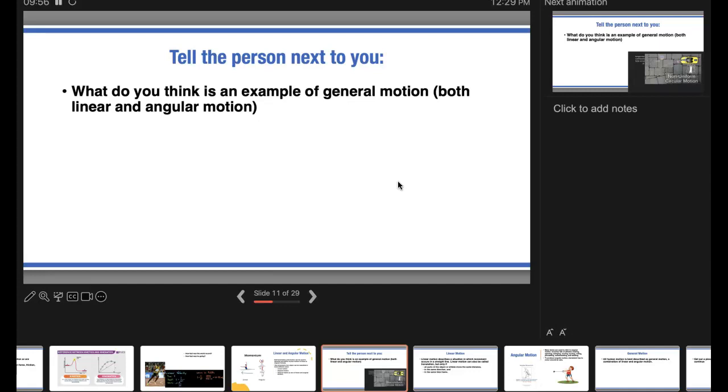If you're doing skateboarding or rollerblading, the X Games kind of stuff, that is both linear and angular. That would be a general motion because you're doing rotations and going in a straight line and going up. Any other different ones? I heard you guys in the front here. What did you guys come up with?